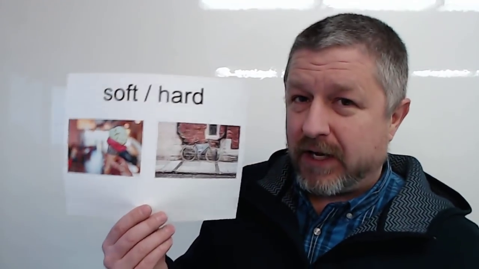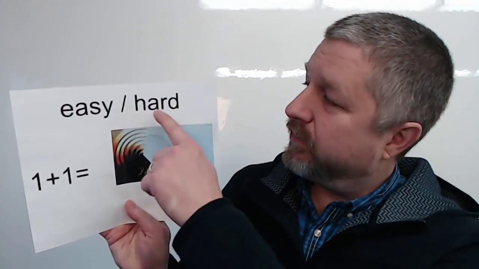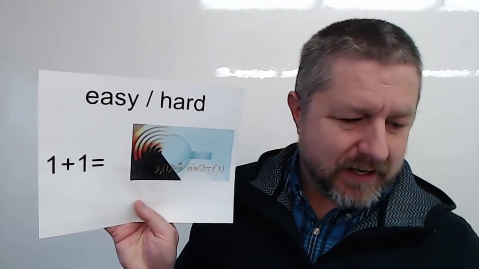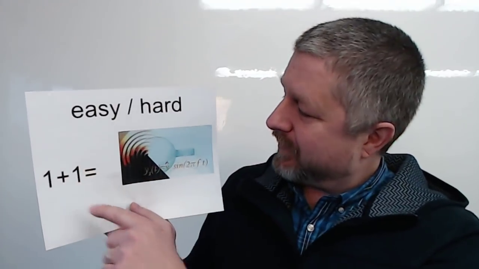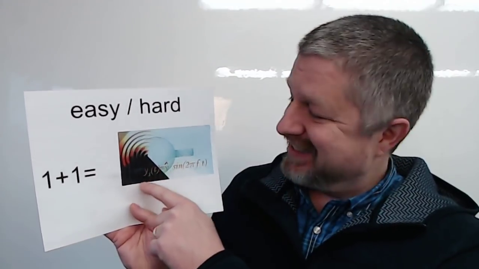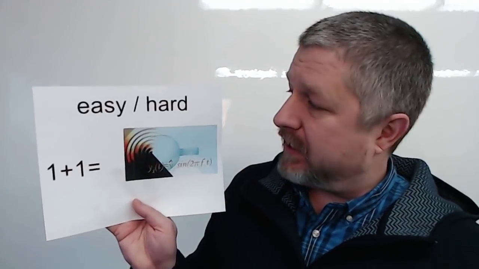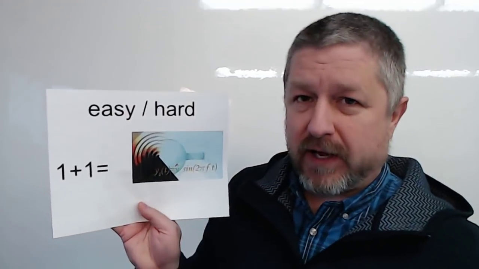So soft and hard. But then I thought I would also do these opposites. So here we have easy and hard. So we've used the word hard again. And you see here I have a small math equation, 1 + 1, pretty easy to do. So this is definitely easy. And then here, I don't even know what this equation is, but here's a math equation that's definitely hard. So in this case, hard means difficult. So we have easy and we have hard.